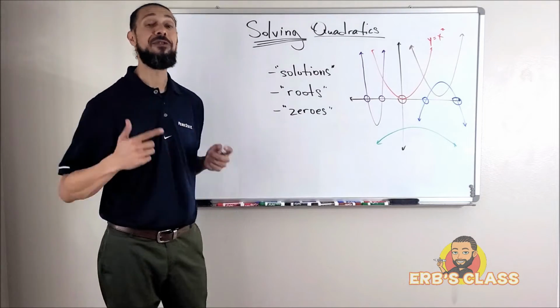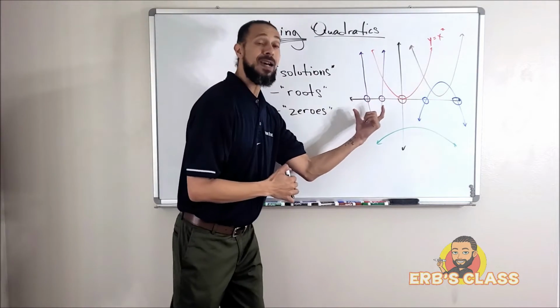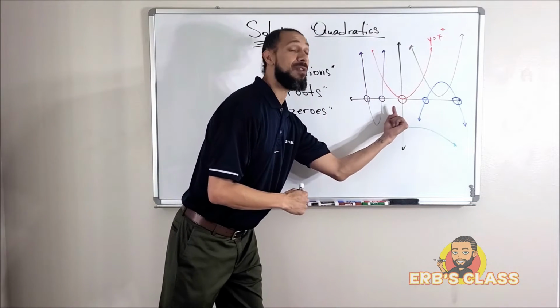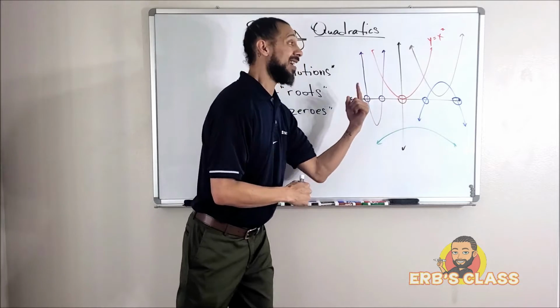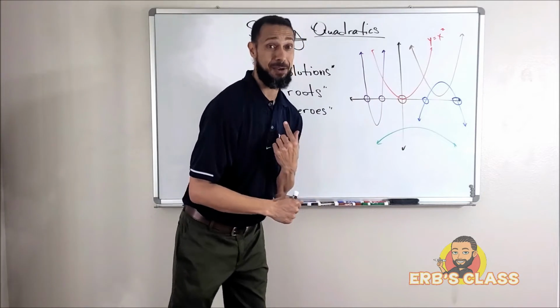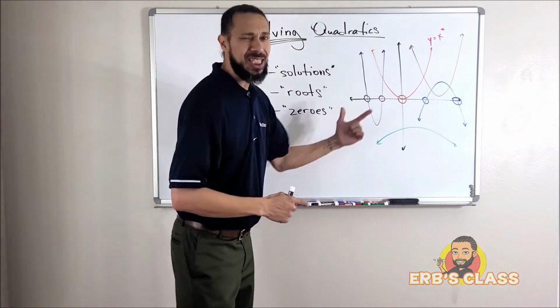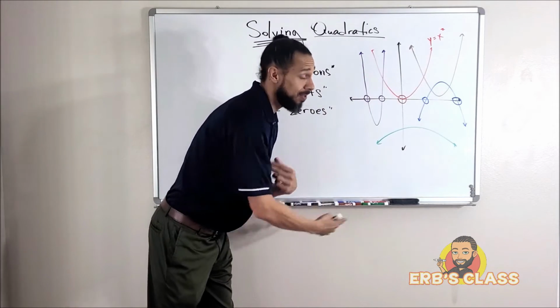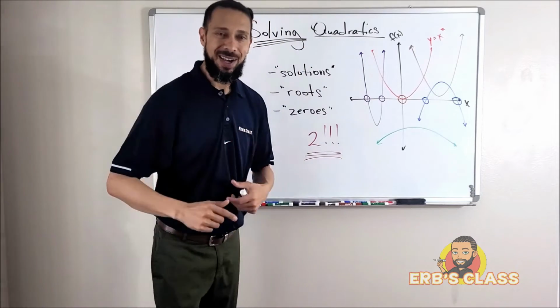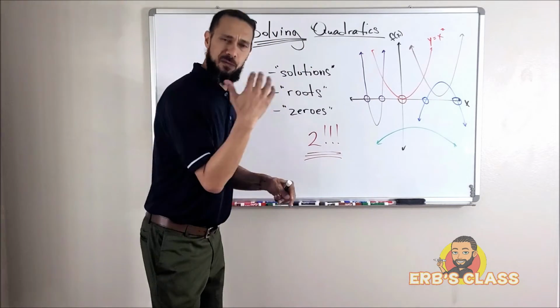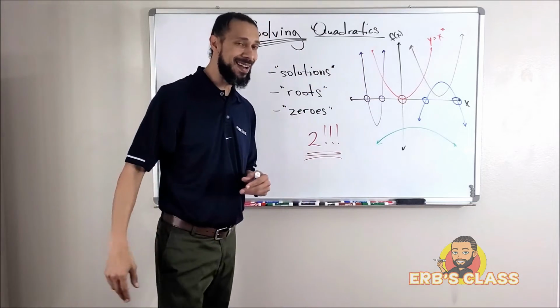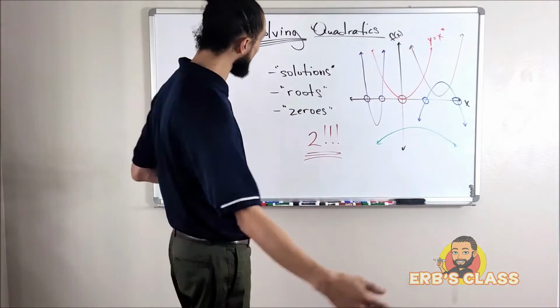Now, there's a couple of things I want you to notice about those. Notice how some of these graphs cross the x-axis twice, some of these graphs cross the x-axis once, and some of these graphs don't cross the x-axis at all. But what's the maximum amount of times a graph can cross the x-axis? 2! Exactly right. Which, remember, is the highest exponent in our quadratic equation. Yeah, that's not a coincidence either.